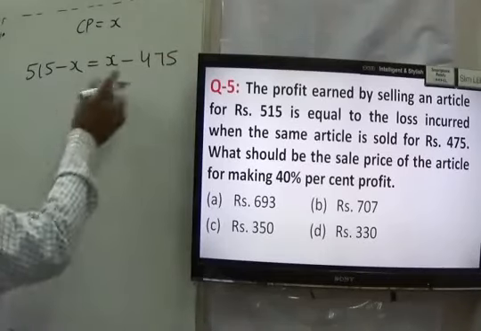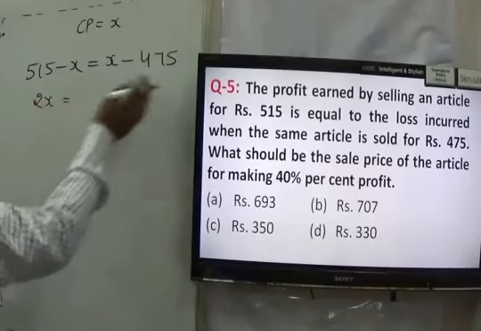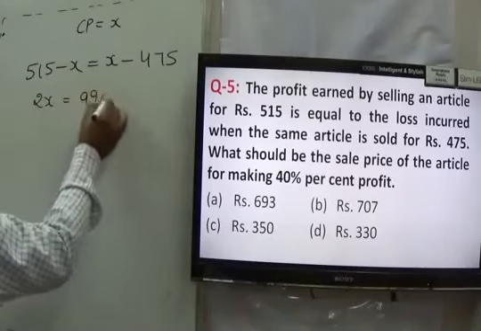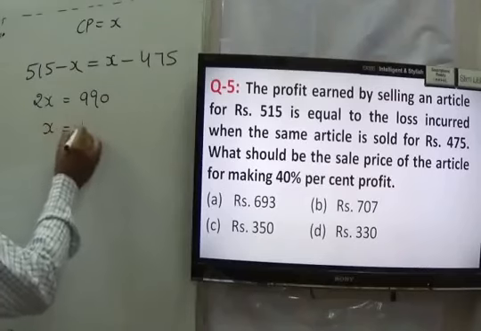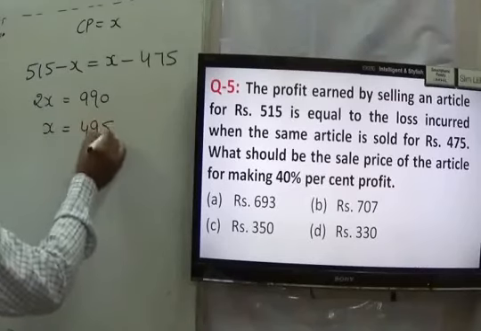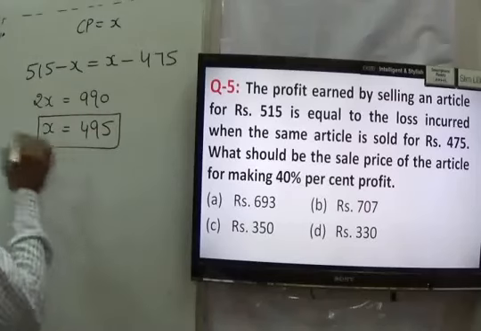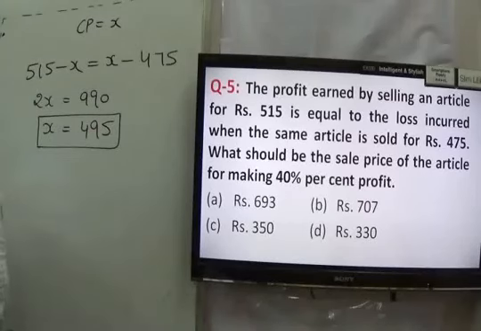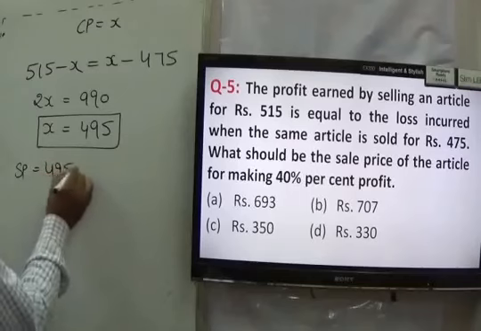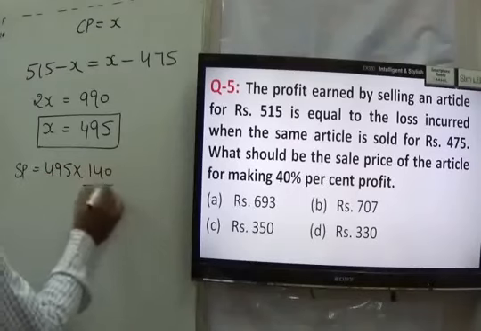From here I can find the value of 2X, and that it will come here. So I may take it as 990. Here I can say X is equal to 990 upon 2, then it would be 9 and 5. So I can say X is equal to 495. That is cost price. Now the question is, what should be the sale price of the article for making 40% profit? It means SP is equal to cost price 495 into 140 upon 100. That I have to solve.